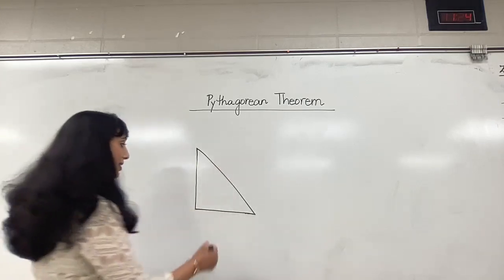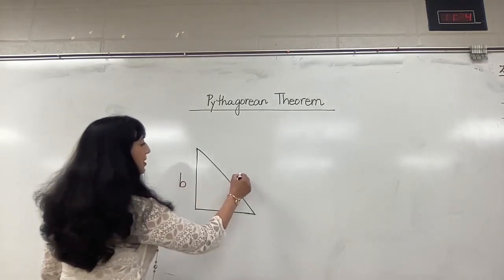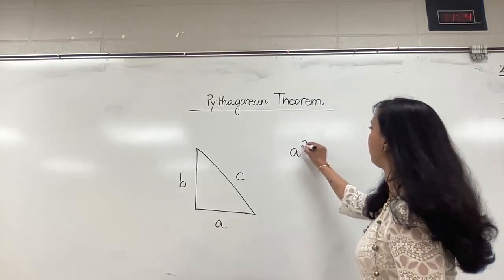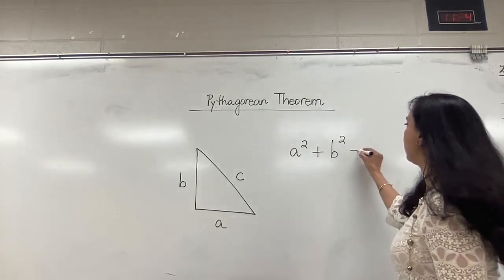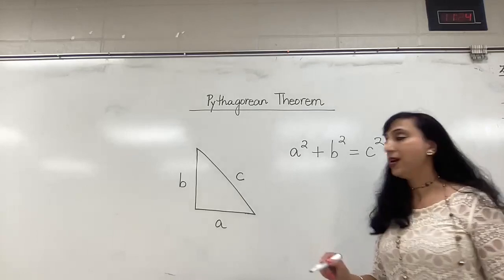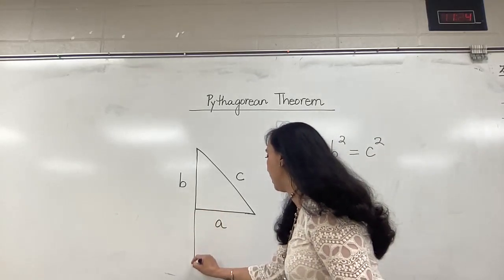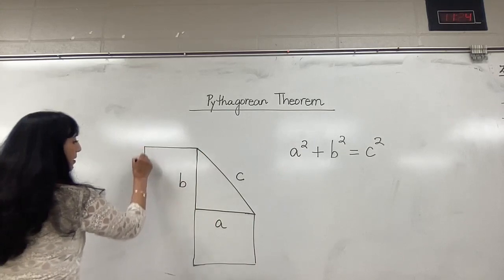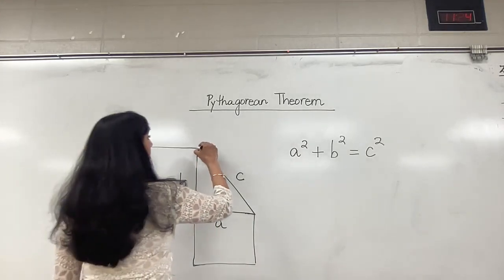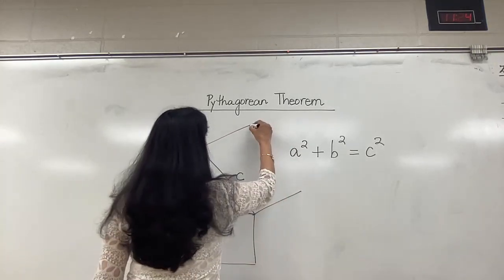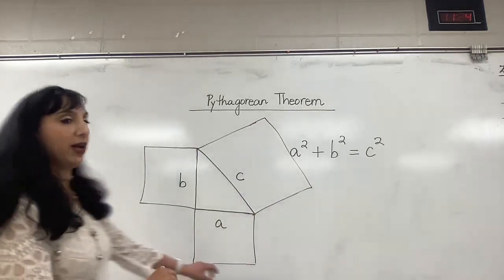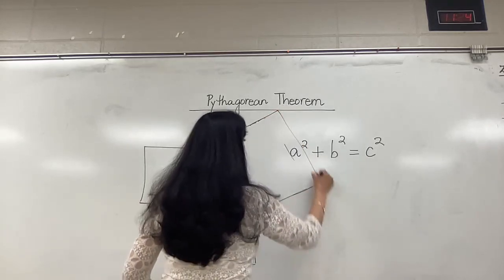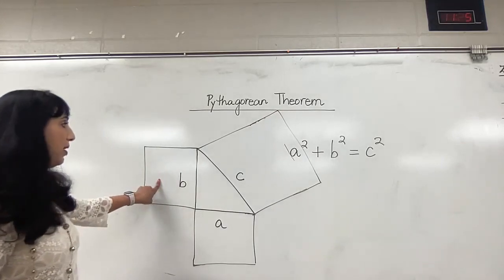Okay, so basically, let's say this is A, let's say this is B, let's say this is C. So based on the Pythagorean theorem, we have A squared plus B squared is equal to C squared. All right. So basically, if I put a perfect square here, this square plus this square equals this square.